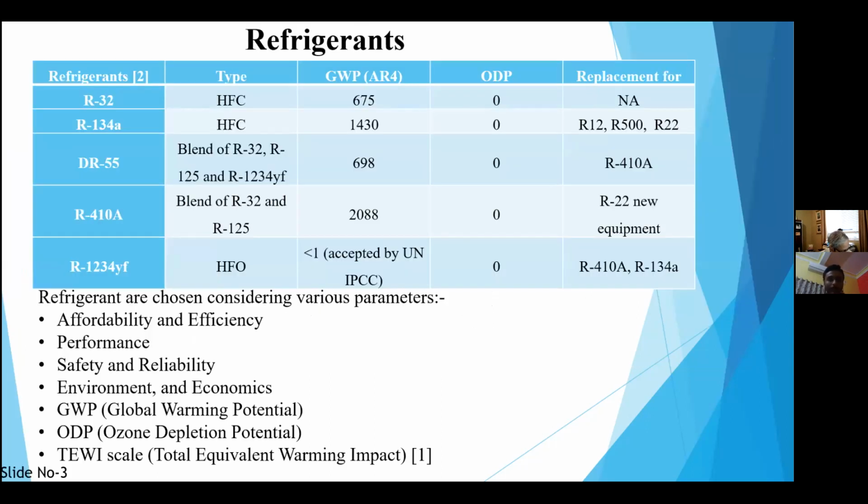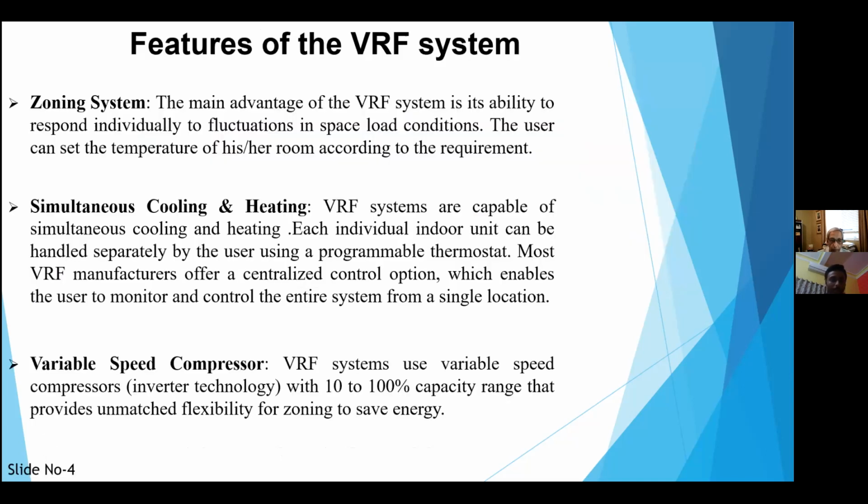So this is our refrigerant. The refrigerants are chosen considering various parameters: affordability, efficiency, performance, safety and reliability, environment and economics, GWP, the global warming potential, ODP, the ozone depletion potential, and the TEWI scale. These are the main types of refrigerants used in the VRF system.